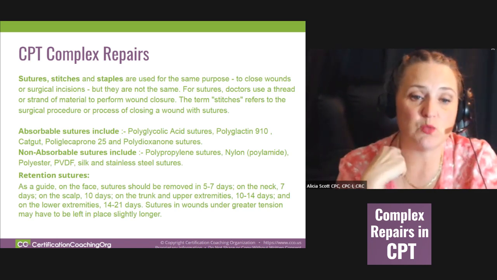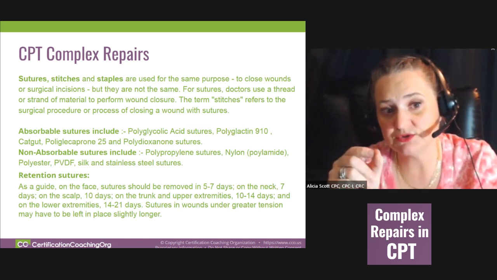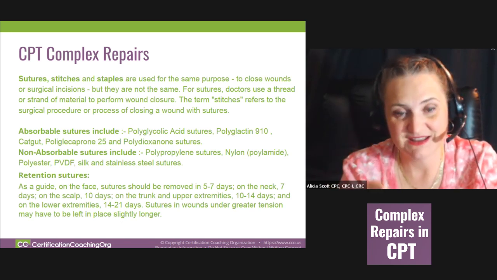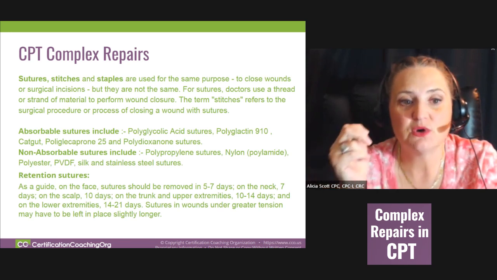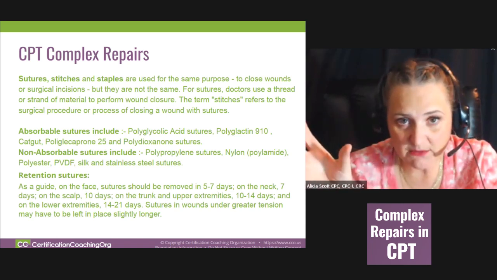When you see more than one type of suture being used when they make their stitches, heads up. That usually means they're doing layered sutures. Okay, so what are the sutures, stitches, and staples? They all have the same purpose.